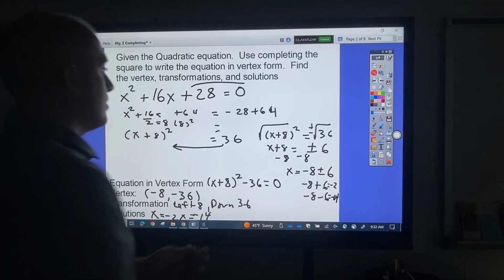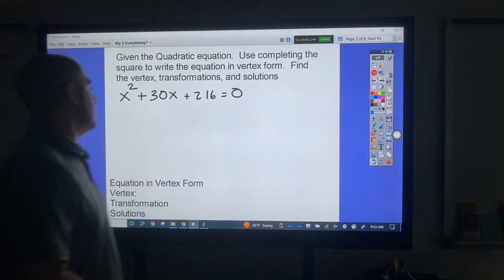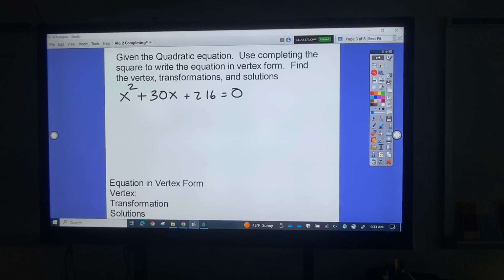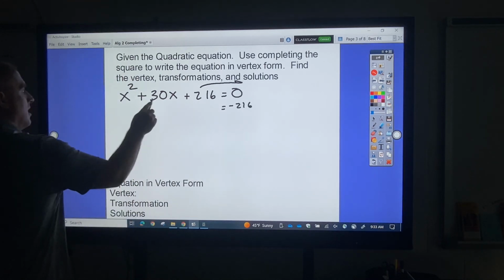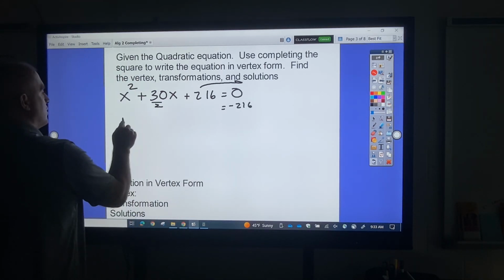All right, so let's do another one that you guys are going to practice. The reason we're doing this with the solutions, instead of factoring or the quadratic formula, is that it's just another method. So I want to move that over. That's going to be negative 216. I want to take 30 and divide it by 2.